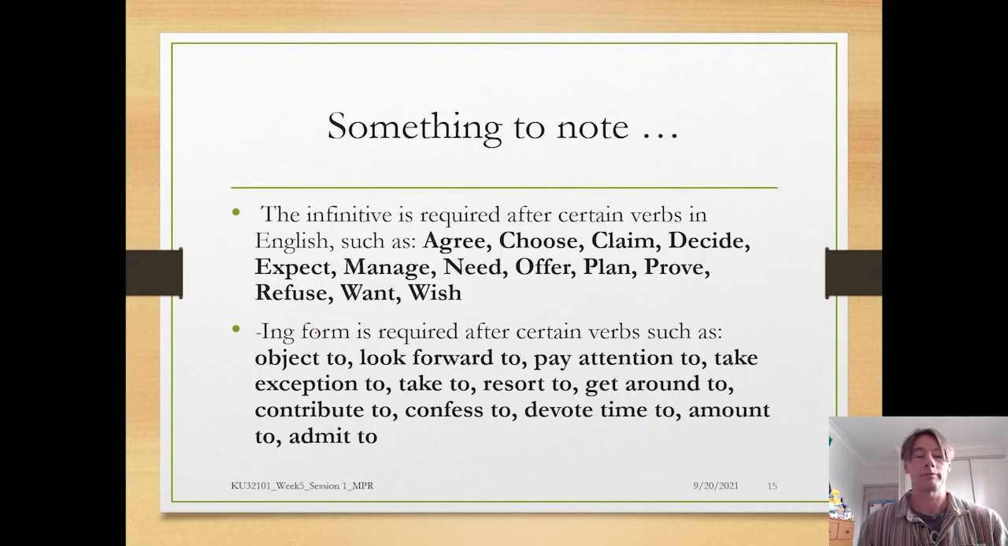Something to note. The infinitive is required after certain verbs in English, such as agree, choose, claim, decide. We have to agree, to choose, to claim, to decide. But we have to use the ing form after certain verbs such as object to. That would become objecting. Look forward to, looking forward to. Pay attention to, paying attention to. This will become clearer as we practice it more.